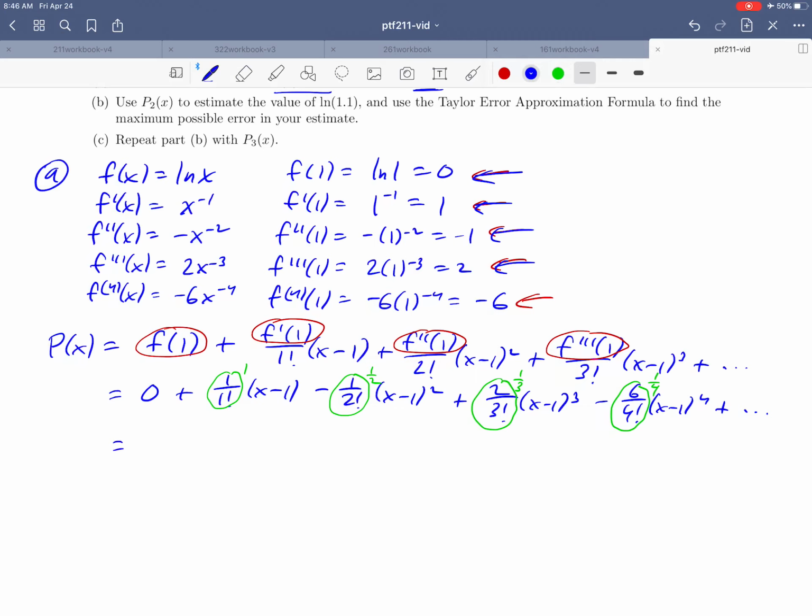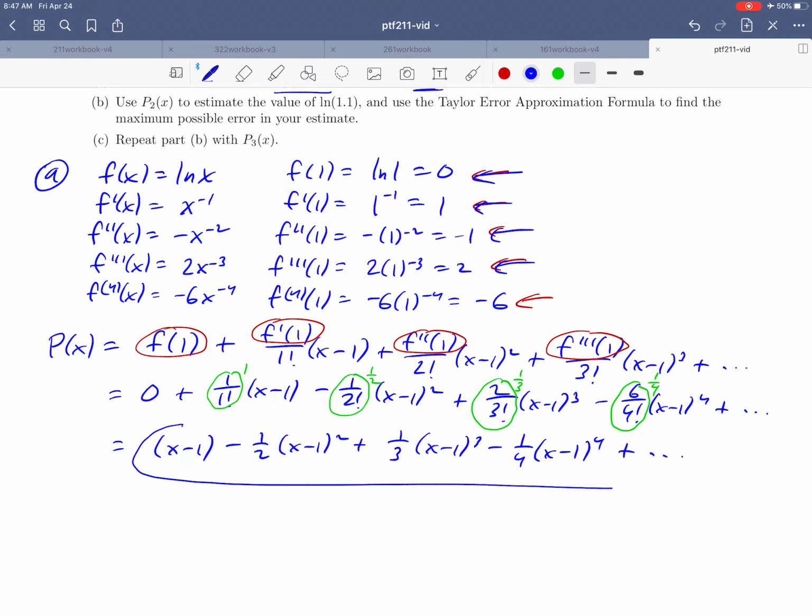So we could rewrite all of this just as x minus 1 minus a half, x minus 1 squared plus a third, x minus 1 cubed, and so on. And I bet you could tell me what the next term is. Okay, I'm just going to write plus dot dot dot. And that last line is the Taylor series. Okay, that's our representation of the function natural log of x using its Taylor series.